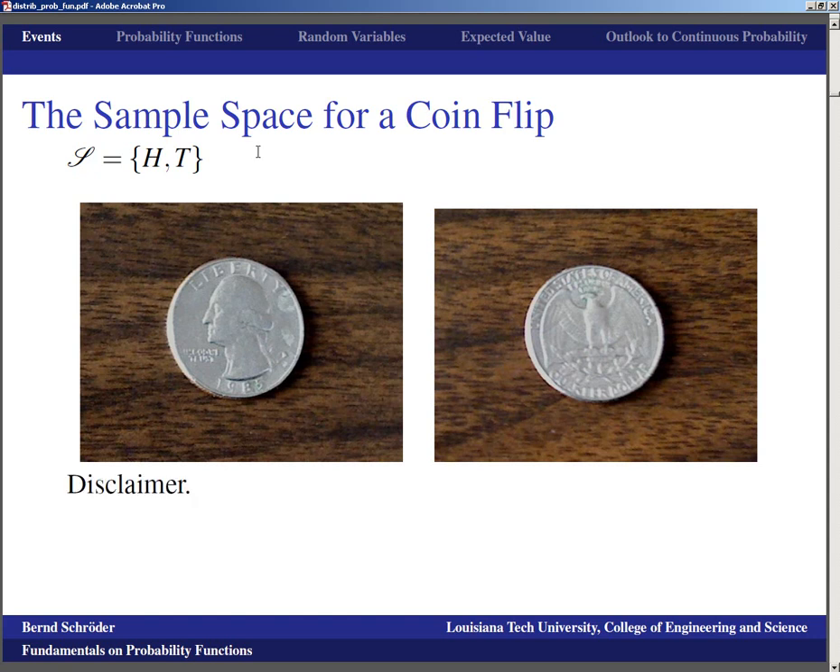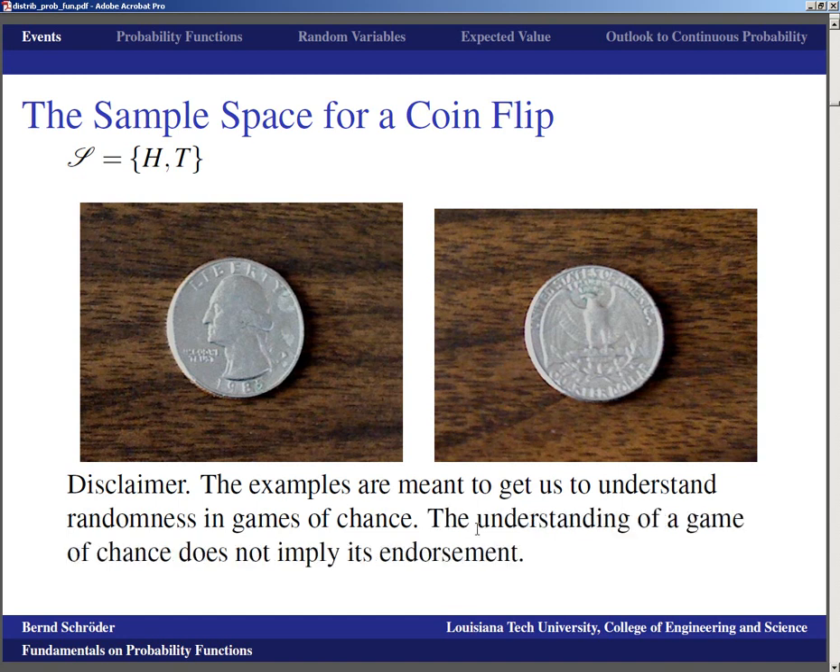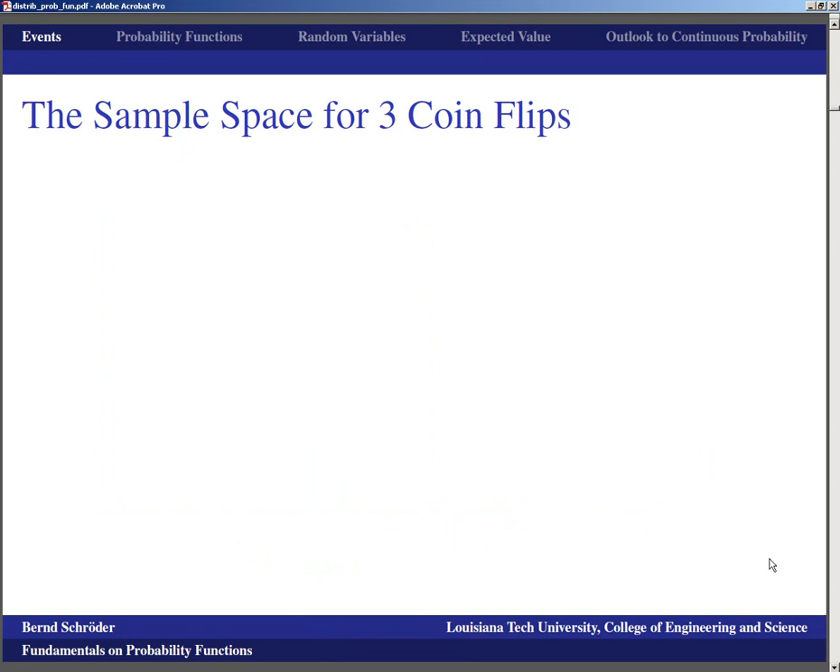I like to put a disclaimer in right here, because some people really don't like games of chance, and I can understand that, because certainly there are unfortunate individuals who have become, are becoming, and unfortunately also will become addicted to these games and potentially ruin themselves as well as their families. The examples are meant to get us to understand randomness in games of chance, and the understanding of a game of chance does not imply its endorsement. So I think the farthest I would lean out the window would be to say, play at your own risk. In many ways, once you understand how certain games of chance work, you get a pretty good idea that you should stay away from them, because the deck is stacked against you. We'll talk about roulette a little bit, and that's a perfectly valid example where everything is legal and yet the deck is stacked against you.